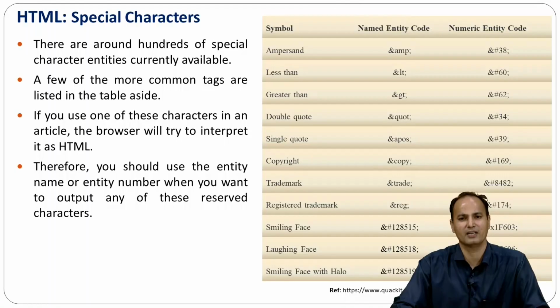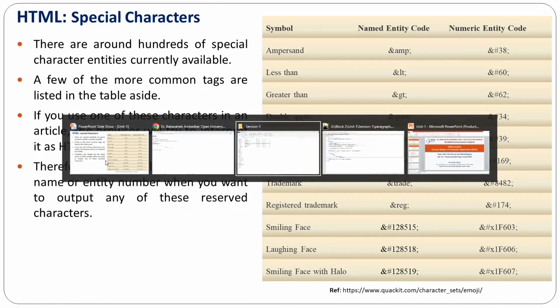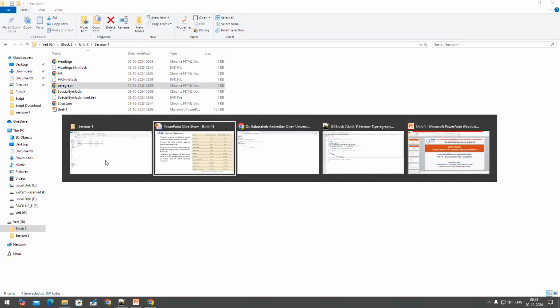Likewise for greater than, double quote, single quote, copyright, trademark, registered trademark, smiling face, laughing face, smiling face with halo. So various kinds of special characters are available and you can get them. Let's have a taste of it practically so that you can understand it properly.